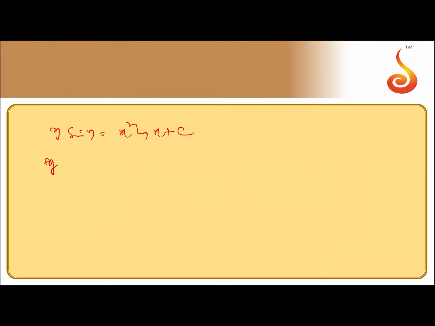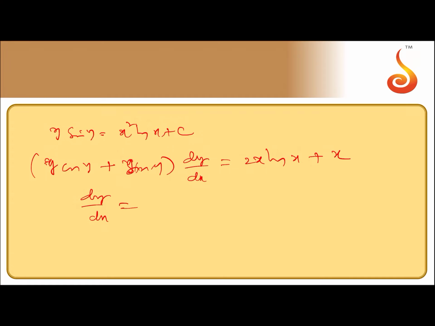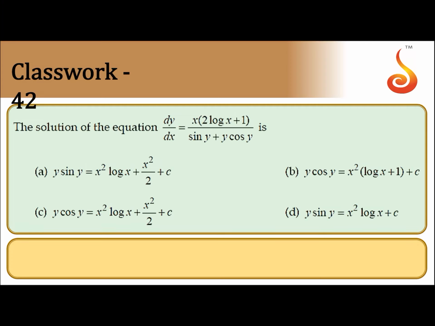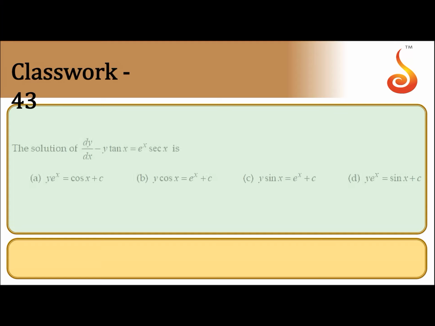Taking the derivative on both sides, you'll be getting y cos y plus the derivative of y multiplied by sine y multiplied by dy by dx, and that is equal to 2x multiplied by log x plus log x derivative 1 by x, times x. So with x taken common, we'll be getting dy by dx equal to x multiplied by 2 log x plus 1, divided by y cos y plus sine y. Yes, the answer is correct. So the answer is option D.